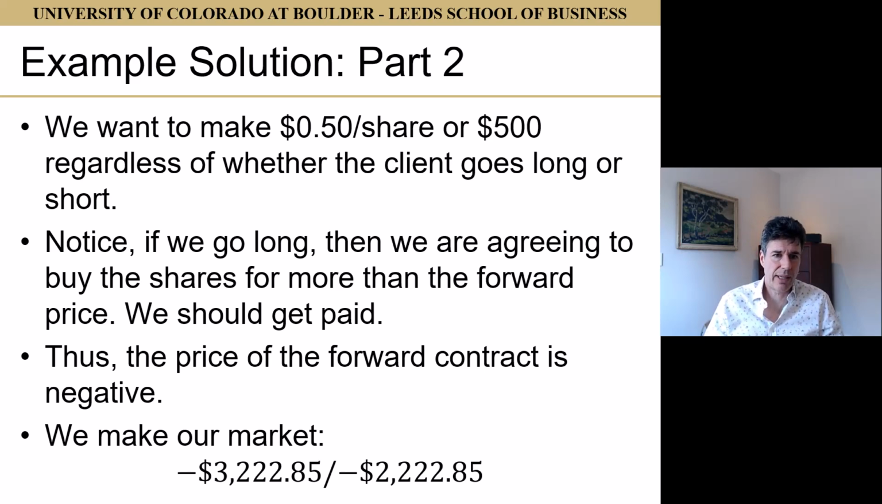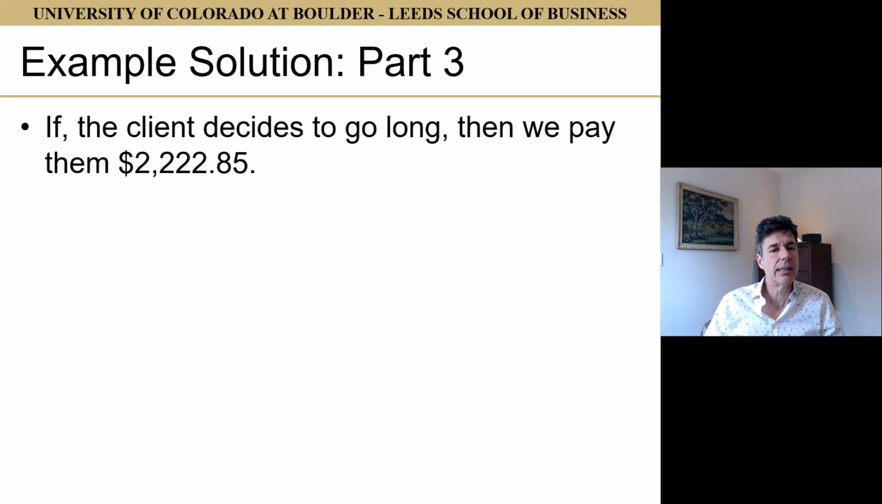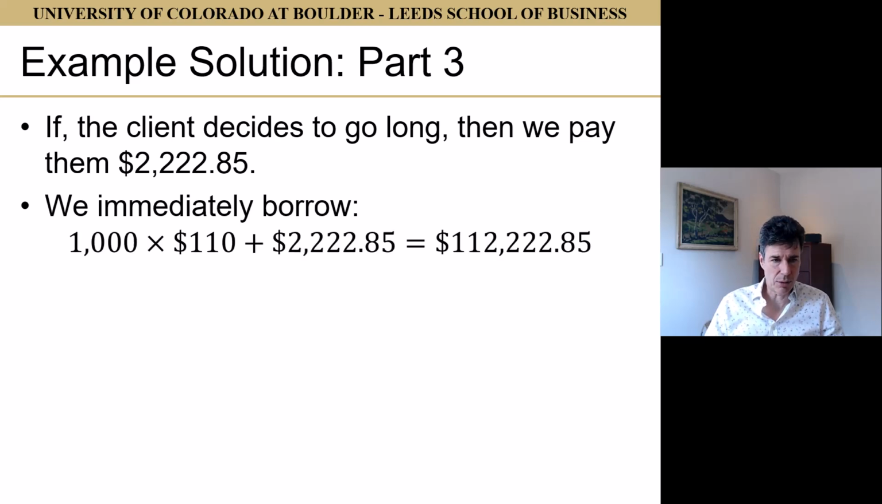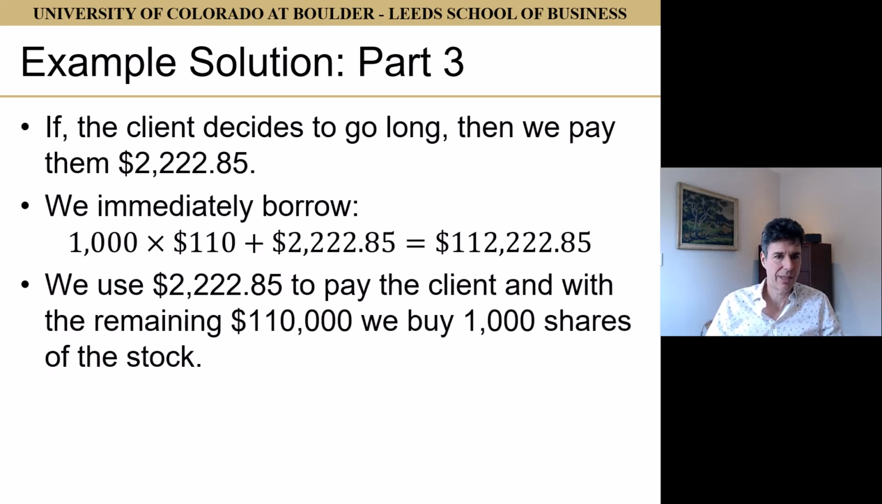So let's do an example, see what happens. If the client decides to go long, we're going to pay them $2,222.85 up front. We're going to immediately borrow 1,000 times 110, 110 is the share price, plus $2,222.85, $112,222.85. We take the $2,222.85 of this to pay the client, and with the remaining $110,000, we buy 1,000 shares, and then we wait.